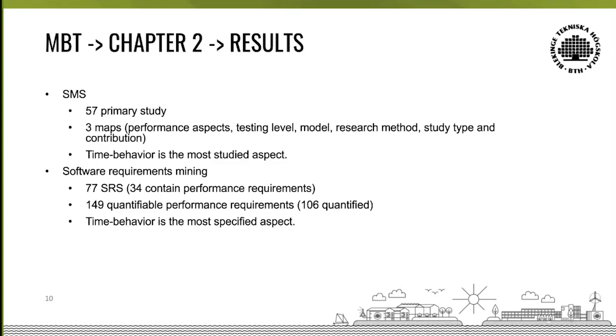In the software requirements mining, we found a similar result, also finding time behavior as the most specified aspect. In software requirements mining, we looked at 77 SRS documents, and out of these 77 SRS documents, 34 contain software performance requirements, and 149 requirements were extracted from these documents. Out of 149 requirements, only 106 were actually quantified, because we know that performance requirements specify how software should behave in certain manners, and this aspect of performance should be quantified.